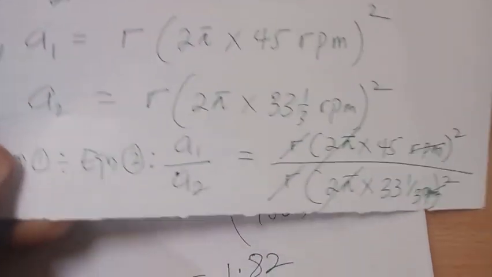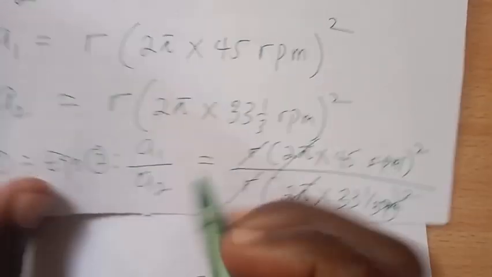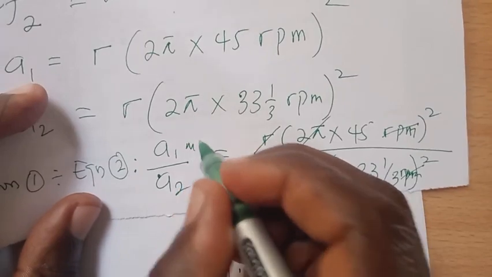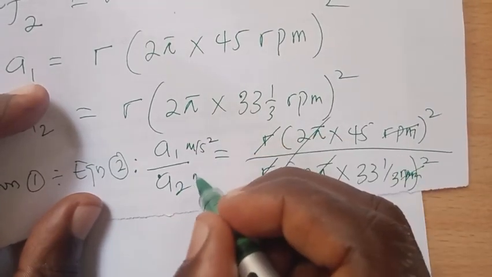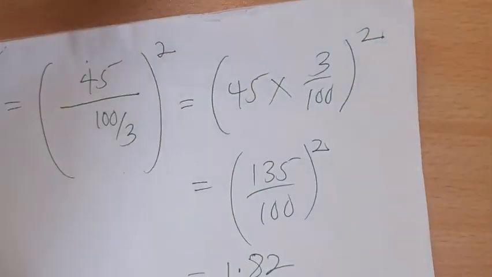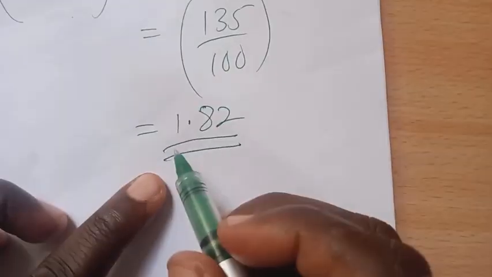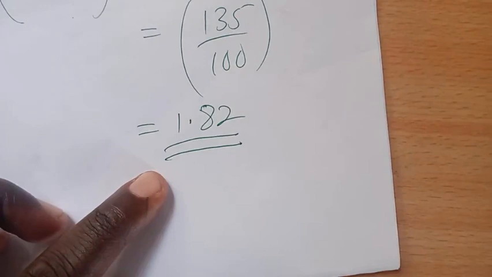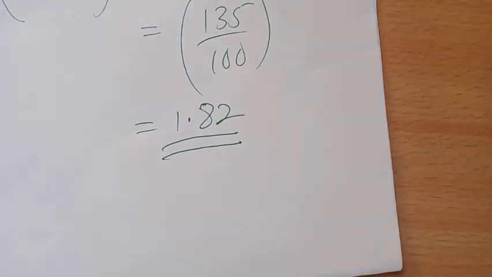The reason is that you are dividing acceleration by acceleration. Acceleration is in meters per second squared, and this one is also meters per second squared, and the two cancel, so the ratio must not have a unit. It's only 1.82. I hope this is clear to all of you, and thank you for watching.